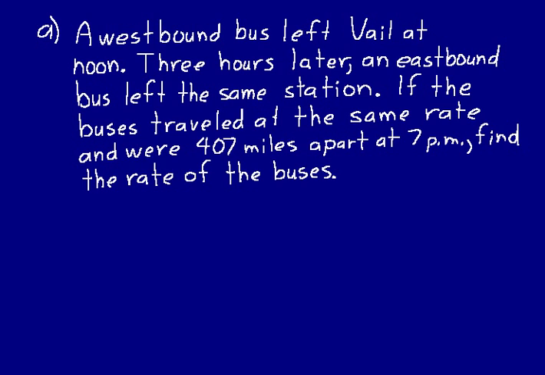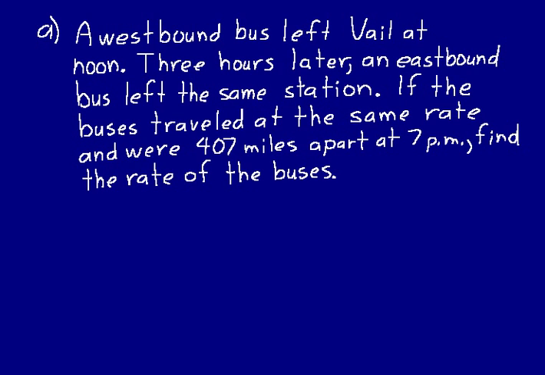Look at practice problem A. Let's just read it through one time. A westbound bus left Vail at noon. 3 hours later, an eastbound bus left the same station. If the buses traveled at the same rate and were 407 miles apart at 7 p.m., find the rate of the buses. So on a problem like this, it's always a good idea just to write down some of the things that we know right away.